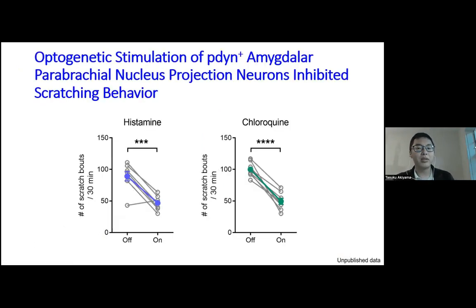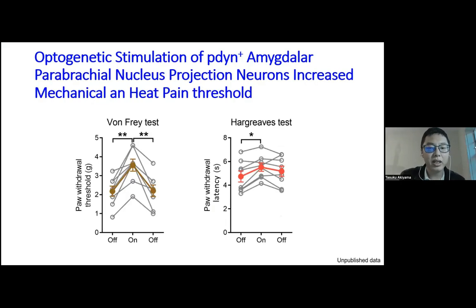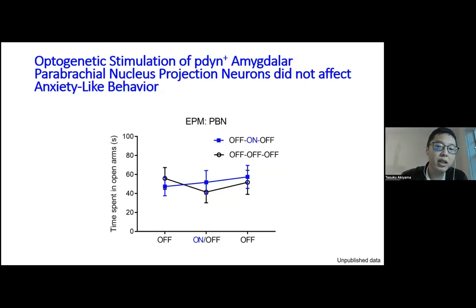So then we did a similar study, and the results are basically mostly similar. By activating the PBN projection, we can inhibit histamine-induced scratching and chloroquine-induced scratching. The formalin test is a little bit different, but we can increase the mechanical pain threshold. And for the Hargreaves test, we can increase the heat pain threshold. And for the elevated plus maze, we don't see any big difference.